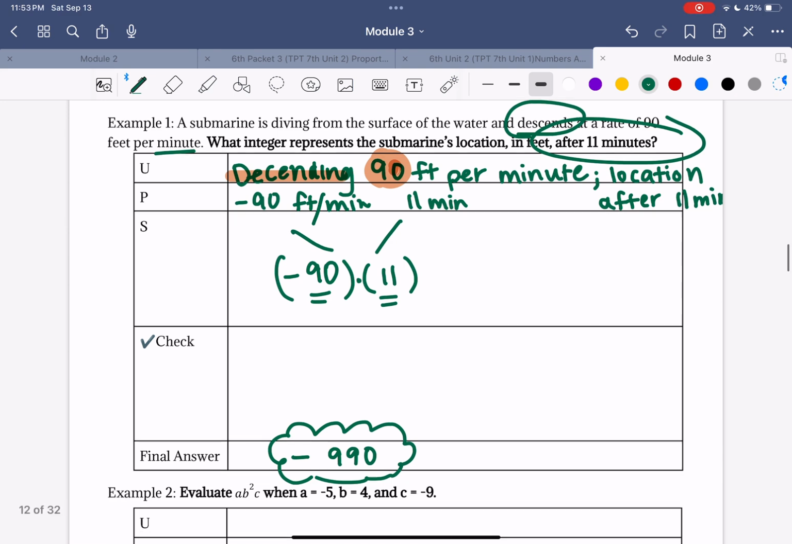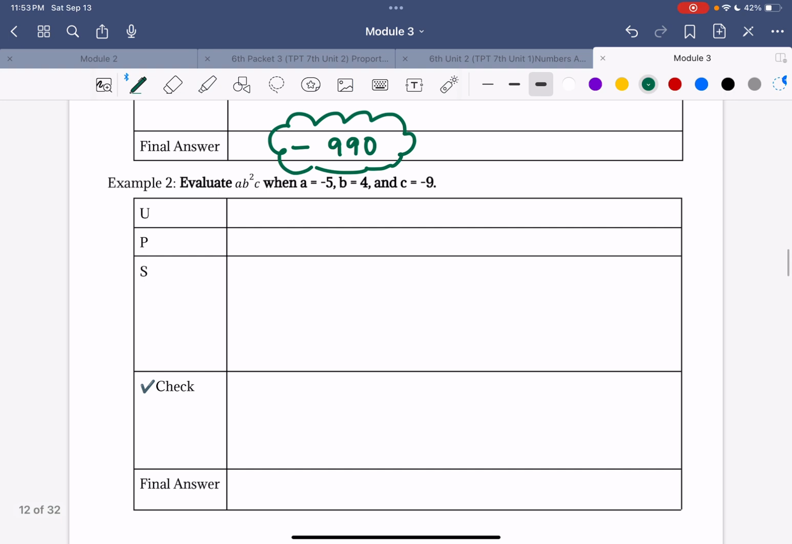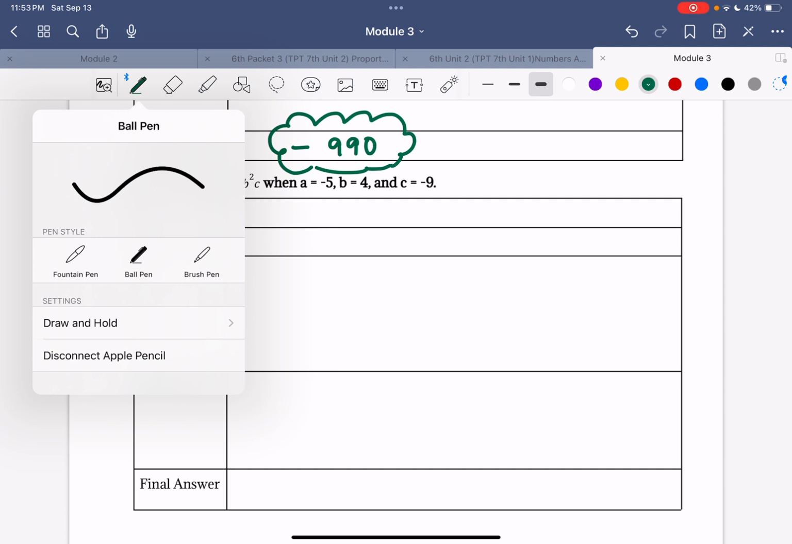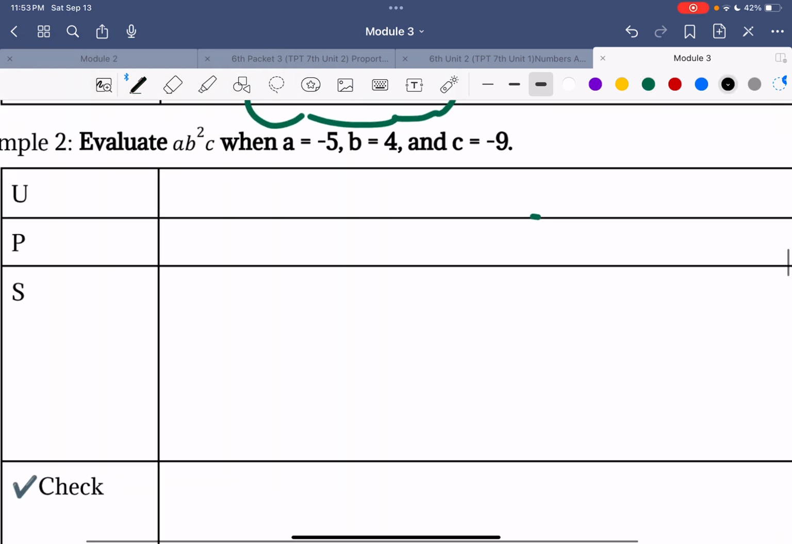Okay, last one here. Evaluate means they want you to plug everything in and find the value. Evaluate A times B squared times C. So there's nothing written between them. You can assume everything's being multiplied.